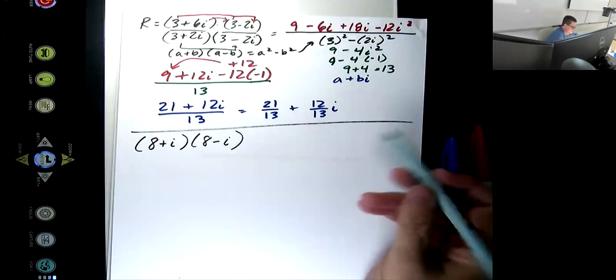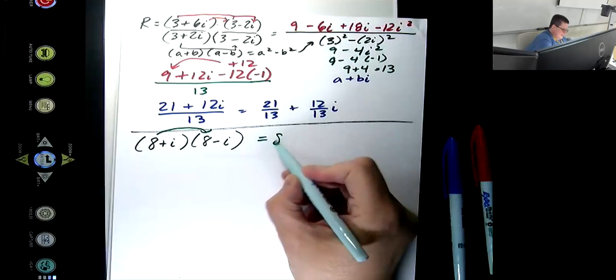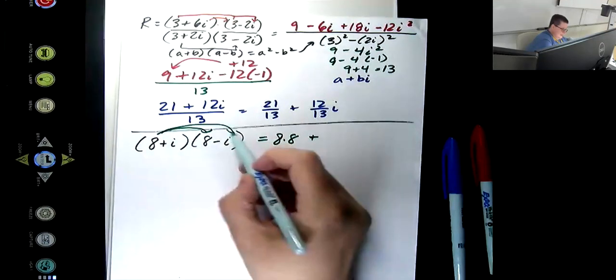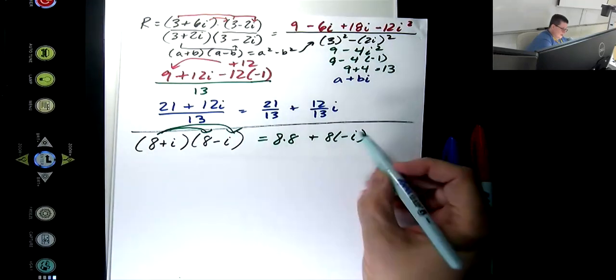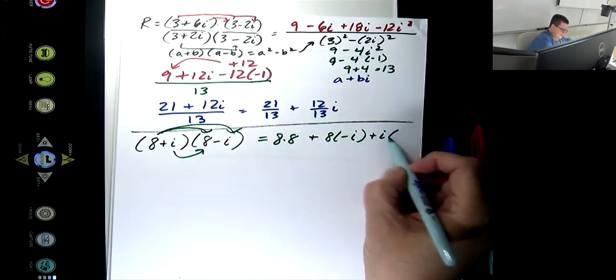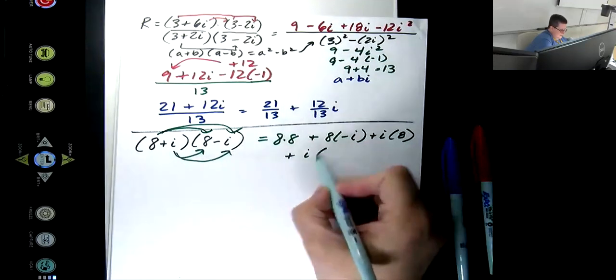When all else fails, distribute. We've done this for a little while. 8 times 8, plus 8 times negative i, plus i times 8, plus i times negative i.